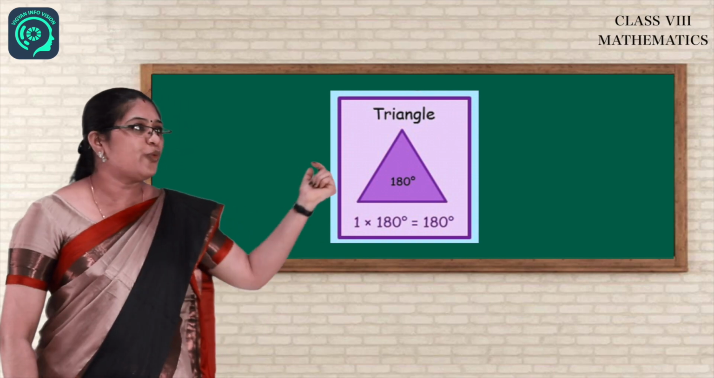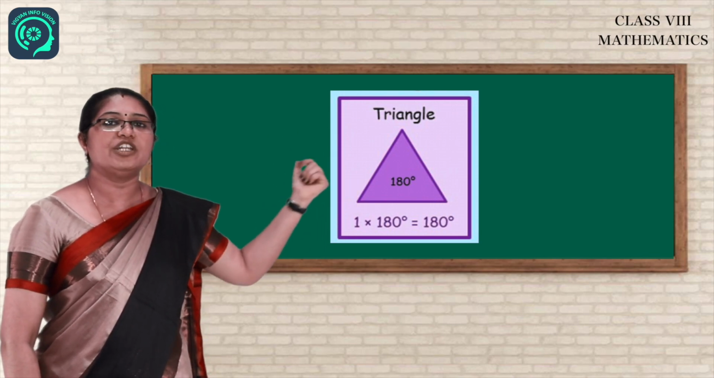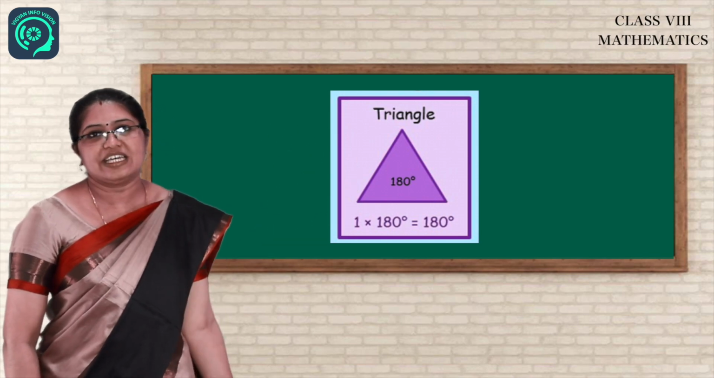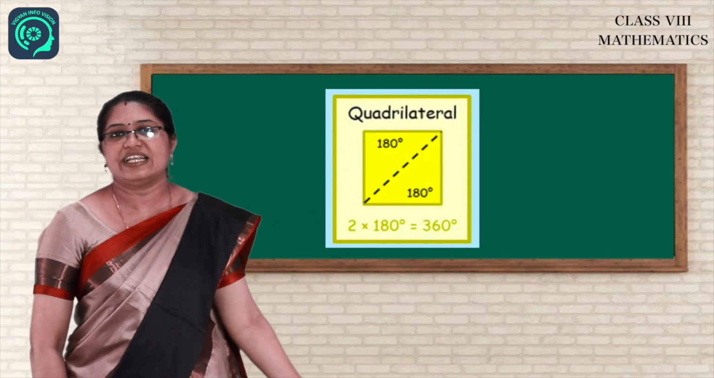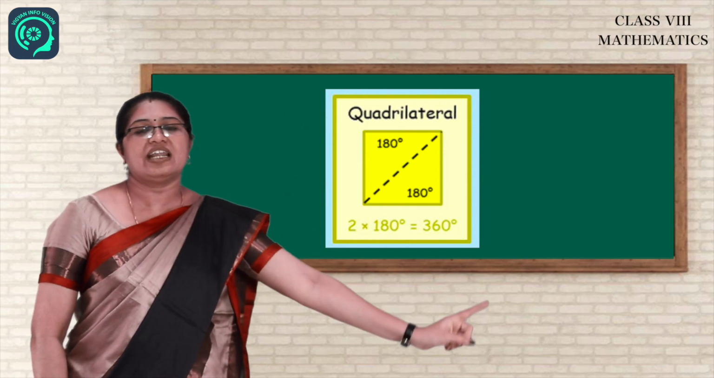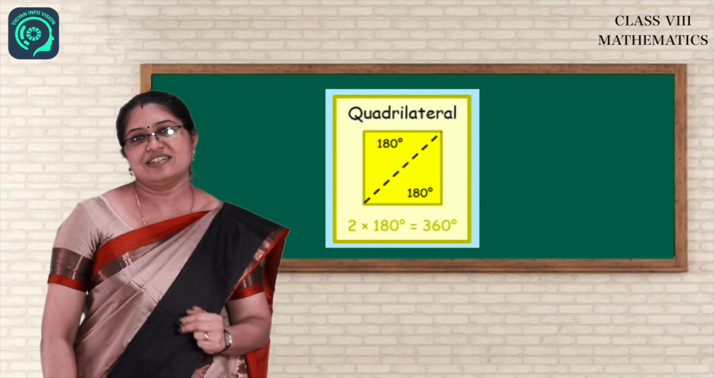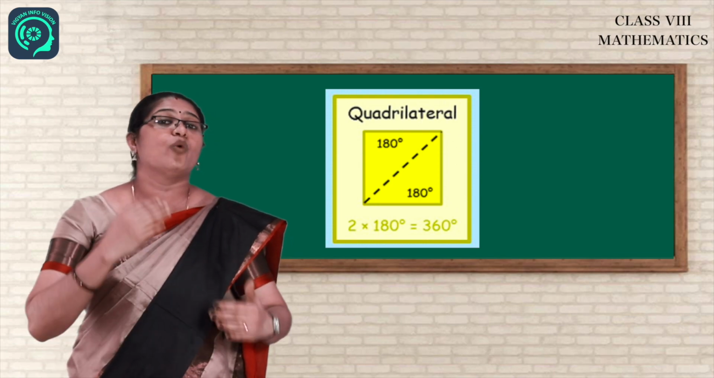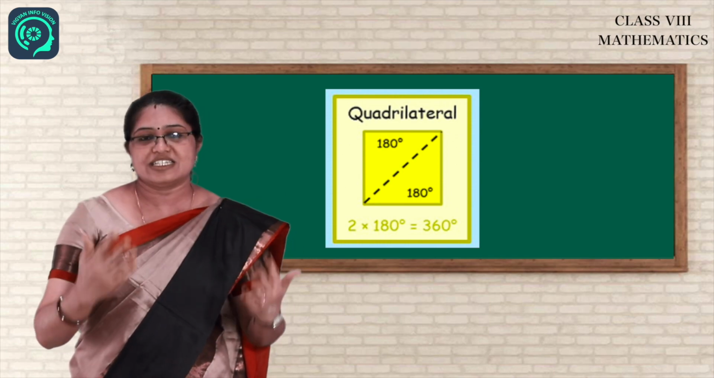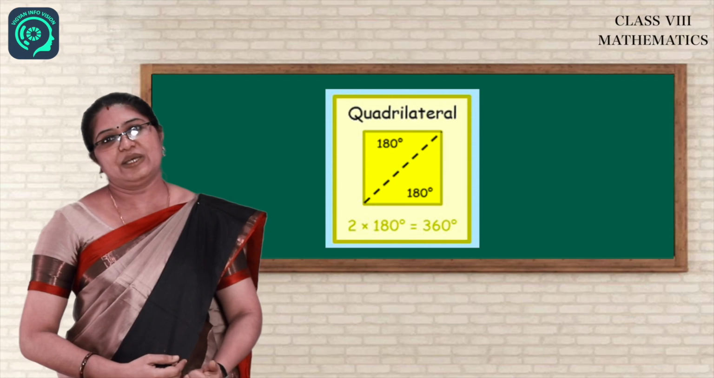Yes. So first one, it is 1 into 180, only one triangle is there. 1 into 180, it is 180 degree. Now next picture, that is a quadrilateral. You are having 4 sides. If you are drawing a diagonal, then it can be split into 2 triangles. So one triangle is 180. So 2 triangles means 180 plus 180, that is 360. 2 into 180, 360 degree.